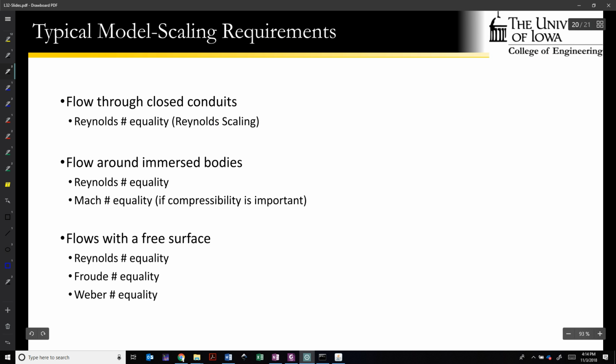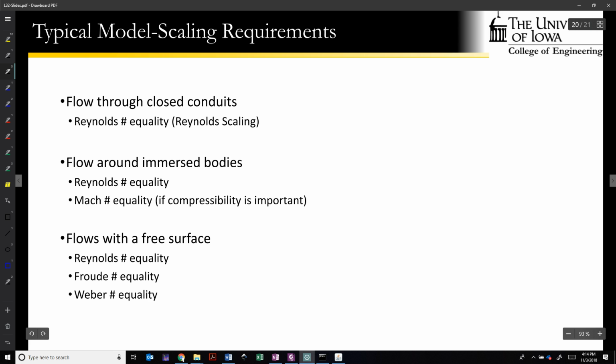Okay, so that wraps up the example. I have just a few closing remarks here. This is what we would call a typical example of a flow around an immersed body. In this case, the body was the building and it was immersed in air. Okay, so there are classic or common types of experiments that usually have certain similarity requirements attached to them. Dealing with flow through pipes or closed conduits, usually the Reynolds number is the only thing that comes into play. So it requires what we call Reynolds scaling.